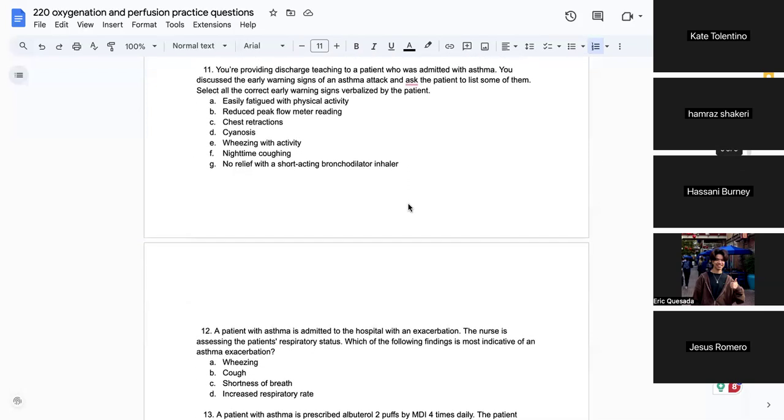Alrighty, 11. You're providing discharge teaching to a patient who was just admitted with asthma. You discuss the early warning signs of an asthma attack and you ask the patient to list some of them. Select all the correct early warning signs verbalized by the patient. So we have A, easily fatigued with physical activity, B, reduced peak flow meter reading, C, chest retractions, D, cyanosis, E, wheezing with activity, F, nighttime coughing, and G, no relief with a short-acting bronchodilator inhaler.